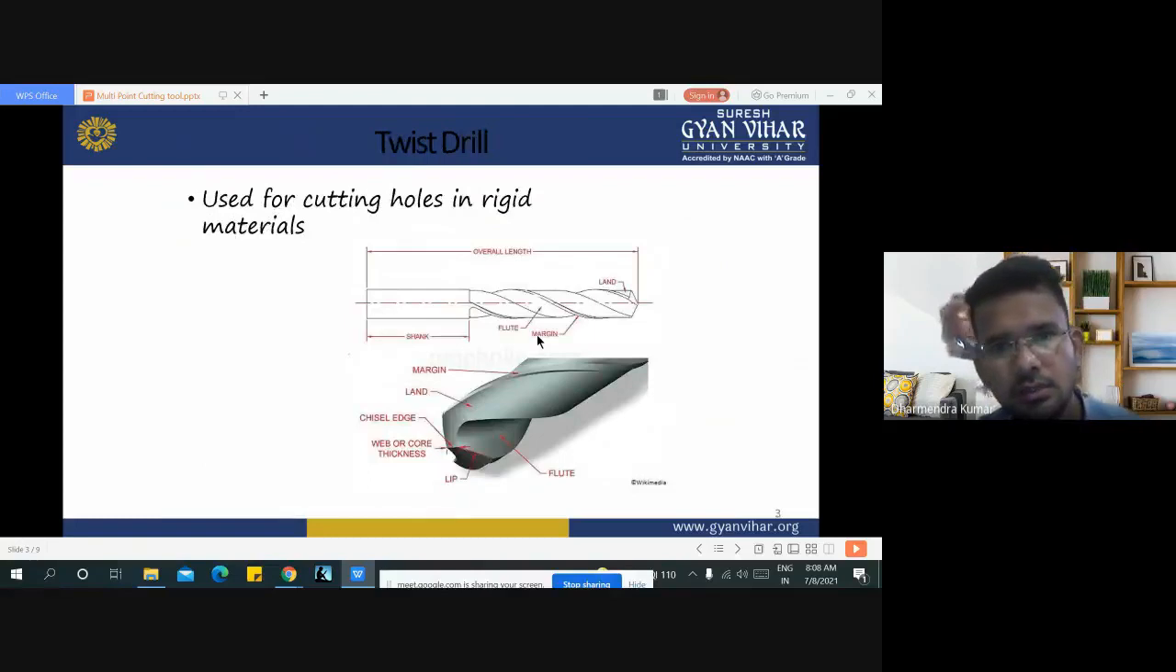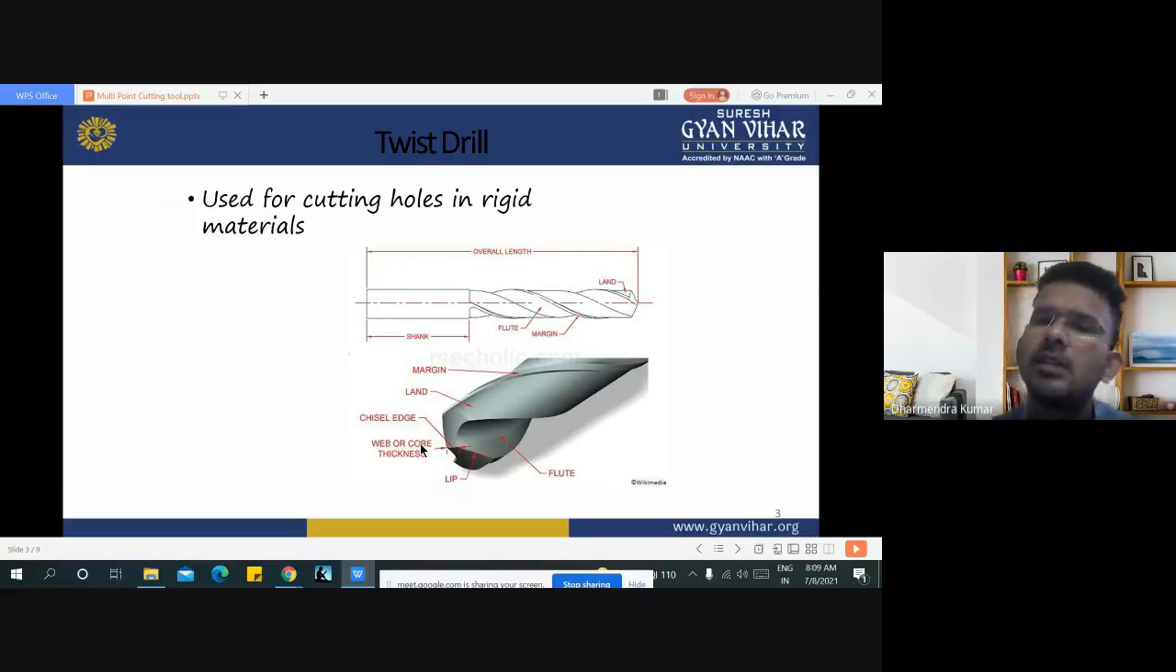This is the picture of a twist drill. Here are all the parts: this is known as the flute, the grooved part, and the upper part is known as the land. This is known as the margin. This is the chisel edge, and behind the chisel edge is known as the core thickness. Here, it is known as the lip. This is a type of multi-point cutting tool which has two cutting edges.